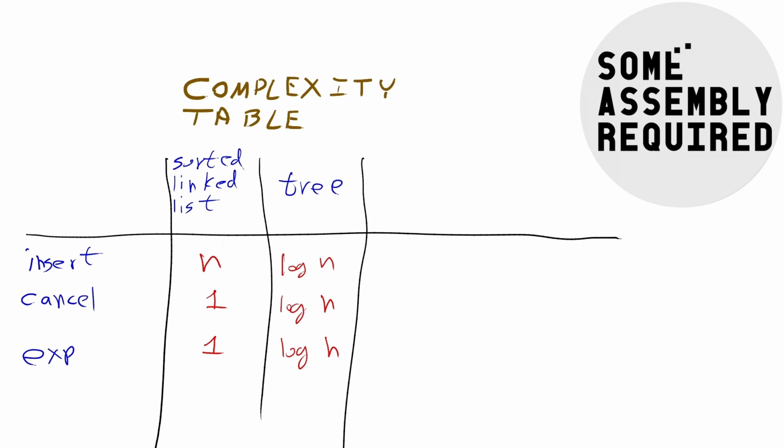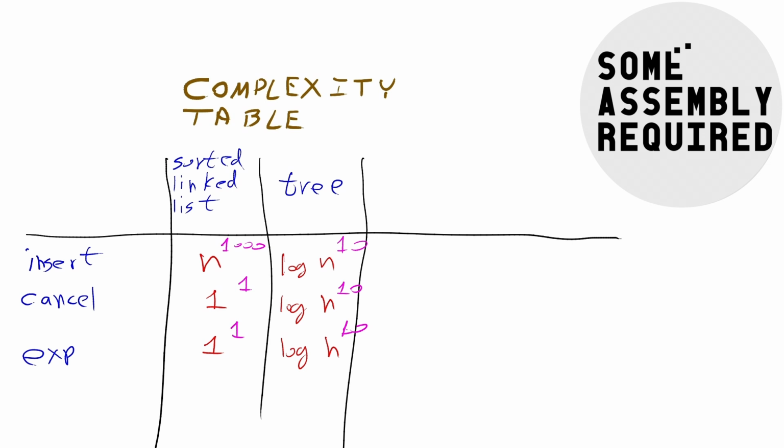Suppose we have 1000 register events and we would like to add another. For the list, we'd need O of 1000 operations. For the tree, we'd need O of 10 operations. For the removal, we'd need O of 1 for the list and O of 10 again for the tree. I think it's fairly clear that the tree is much preferable.